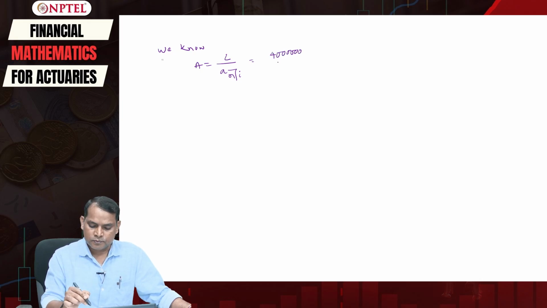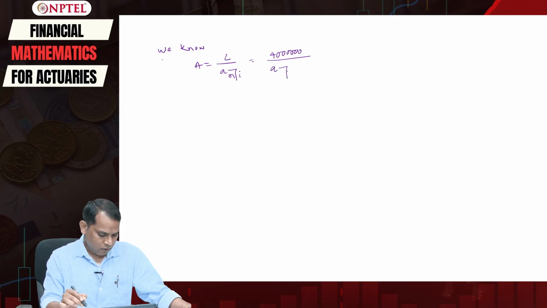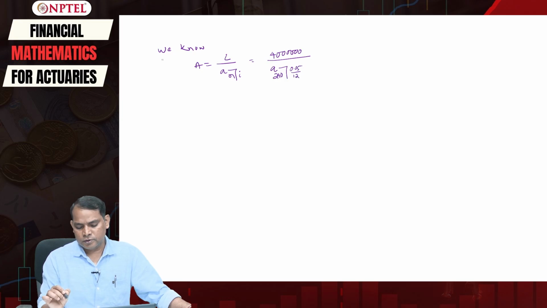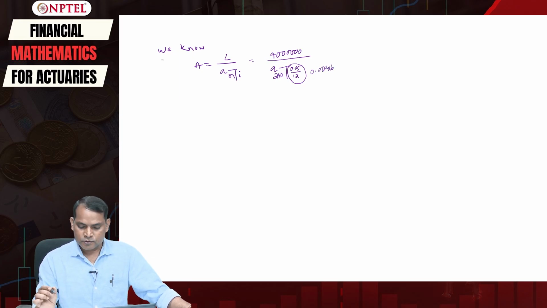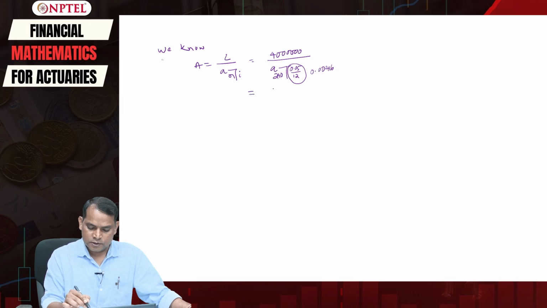Okay, so 40 lakh divided by this A. We will write here, that is A of 240 and then this 5% is divided by 12. So this will amount to something like 0.00416.